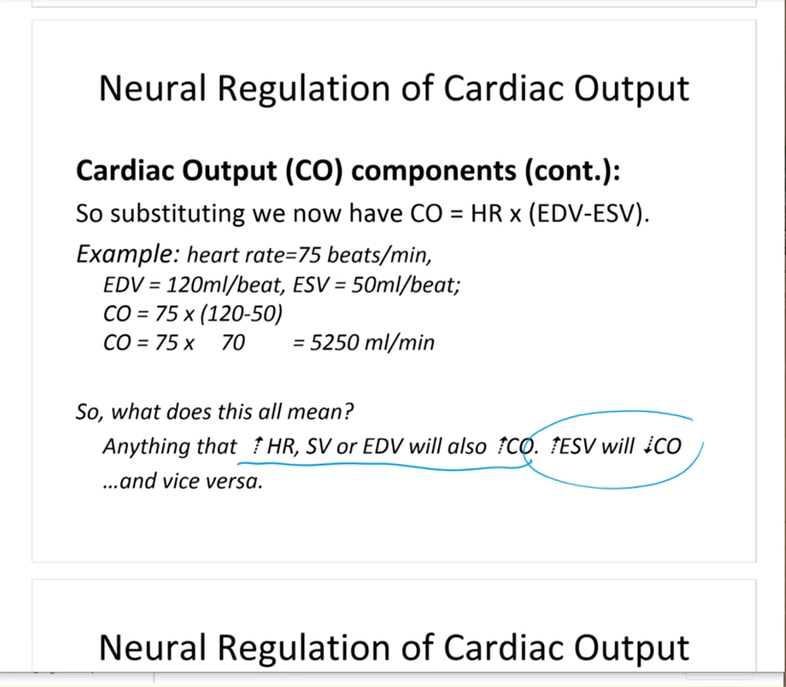Now, we can reverse all this. We can lower heart rate. If we lower heart rate, we'll lower cardiac output. If we lower stroke volume, we will lower cardiac output. If we lower EDV, we will lower cardiac output. So in that case, if we lower ESV, we would raise cardiac output. So hopefully that makes sense. If you need to play around with this a little bit, plug some numbers in, make sure you understand what's going on, because a lot of times things that we do, neural regulation, and then later we'll talk about hormonal regulation, will impact one of these numbers, and that will then result in cardiac output going up. Okay?